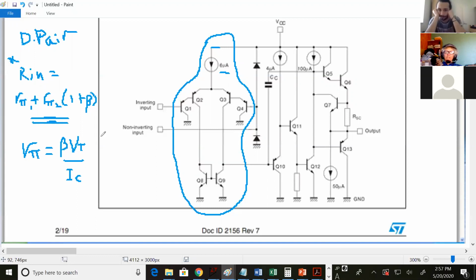you'd have 1/16 of the RN, because both of these are R pi's. At least R pi 2 would be 1/16 smaller. Instead of using 6 microamps, if you used 100 microamps, then this R pi would be much smaller. Even though you're multiplying it by 100 or 200 or something, you'd be multiplying a much smaller number by that. So using a small current here gives you a big RN, even bigger RN.